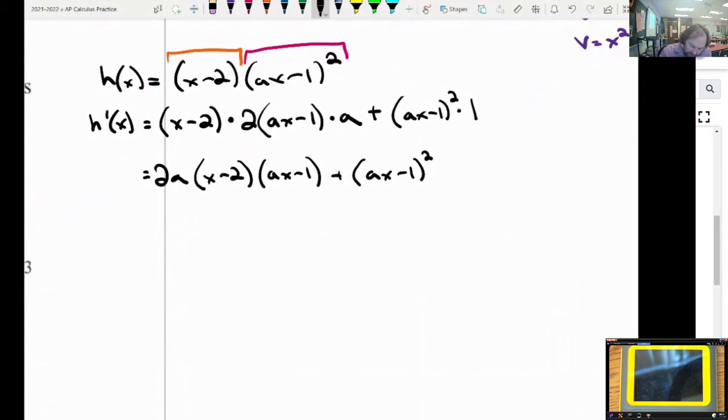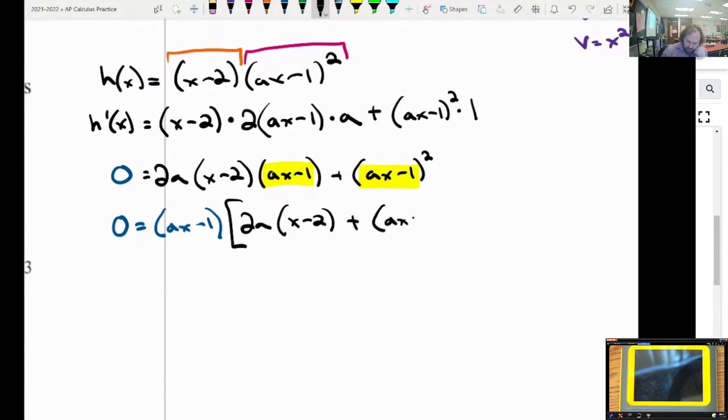And again, the challenge here is to figure out when this is going to equal 0. What would cause this to be 0? Well, I know one way we can get it. One way is by factoring out an ax minus 1, which we have in both of these terms right there. So we can factor an ax minus 1 out. We can turn this into a multiplication problem. That would turn it into 2a times x minus 2 plus ax minus 1, like that. Factoring out, pulling one ax minus 1 out of both those terms.